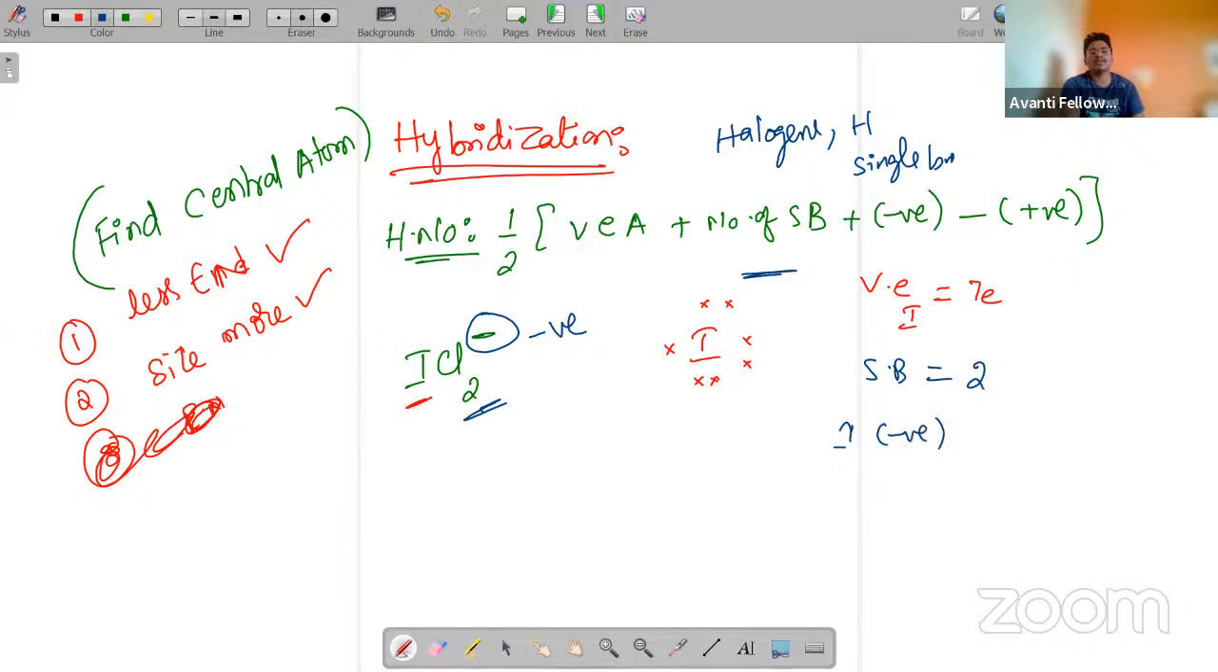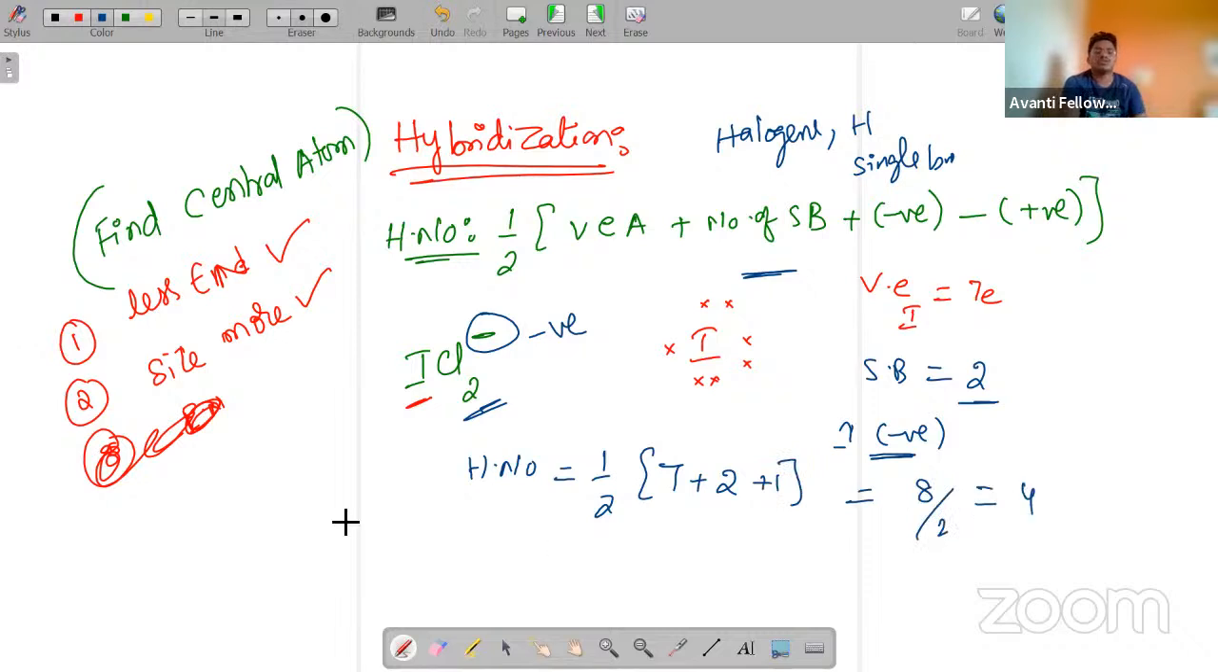Now writing the hybridization number. How are we going to write it? Half into valence, which is 7, plus the number of single bonds, 2, and the charge is -1, and -1 means we need to add +1. So this becomes 8 by 2, which is 4. So now ICl2 minus is sp3 hybridization.